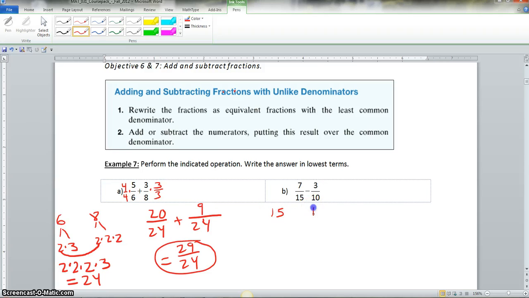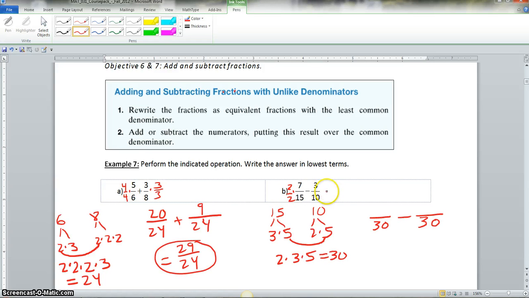15 and 10. 15 breaks down to 3 times 5. 10 breaks down to 2 times 5. Now, the only thing they have in common is one 5. So our common denominator would be 2 times 3 times 5, which is 30. So our common denominator is 30. So we look here. We say 15 times what is 30? We can multiply the top and bottom by 2 here.